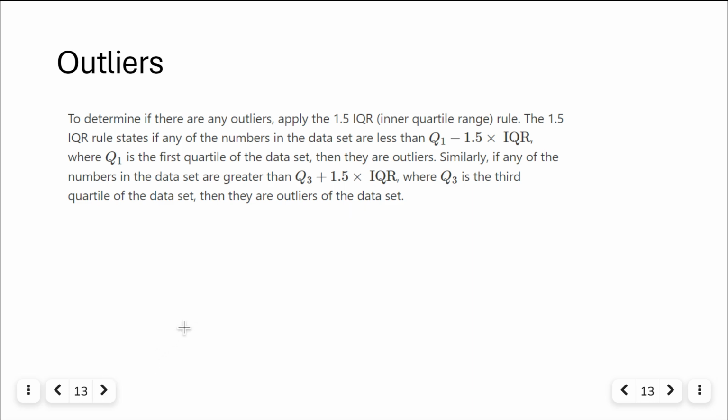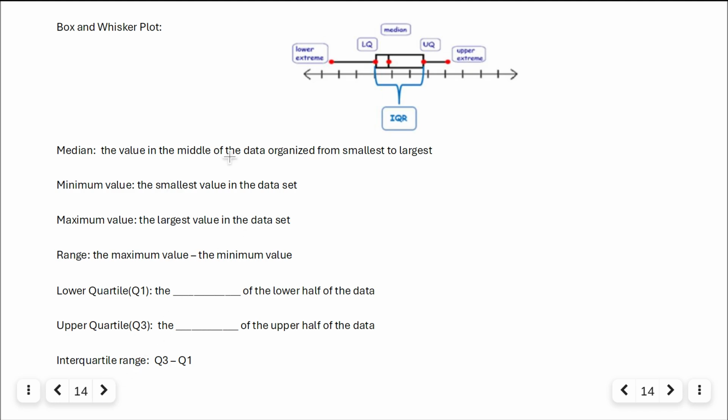All right, outliers. To determine outliers, you take quartile 1, subtract 1.5 times the interquartile range. We're going to talk about this in just a moment. I think this slide's kind of out of place. We're going to talk about this in a minute, and we'll come back to it. So what we're talking about is a box and whisker plot.